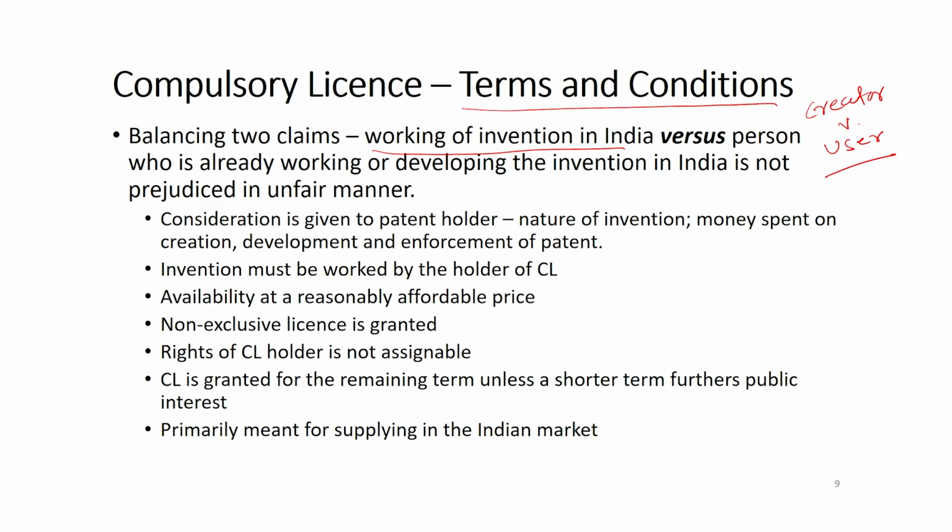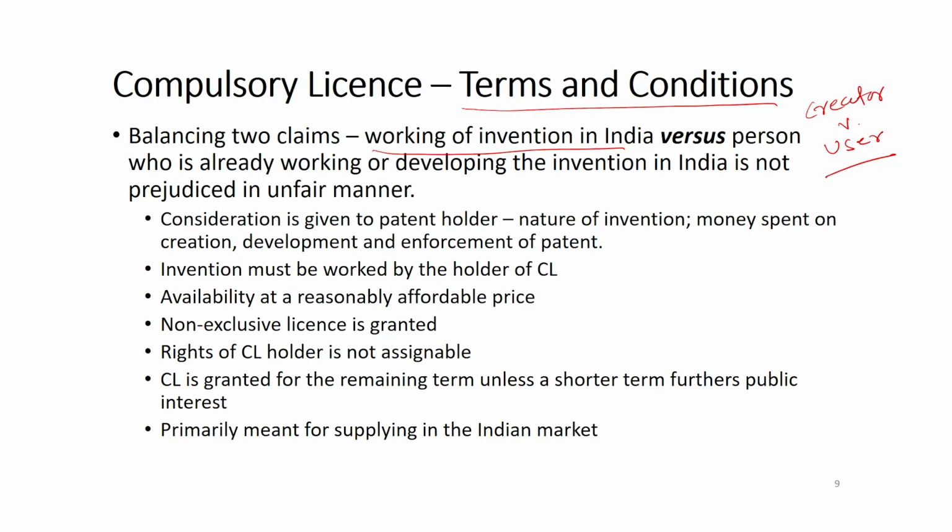Consideration will be given to patent holder, consideration will be given to nature of invention, the money which he has spent on creation of patent, enforcement of patent. The patent must be worked by the compulsory licensee, otherwise it becomes a ground for revocation of patent. The compulsory licensee must make the patented product available at an affordable price. Usually non-exclusive license shall be granted. The rights granted to compulsory licensee are not assignable.